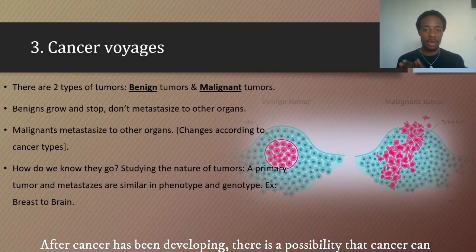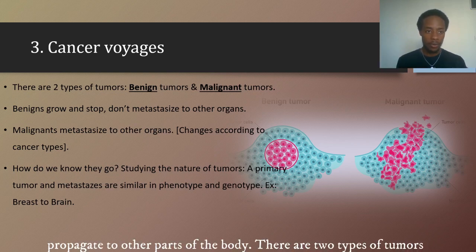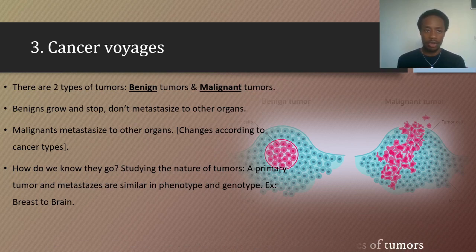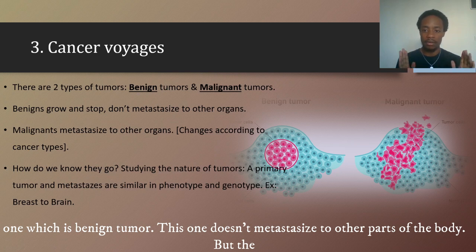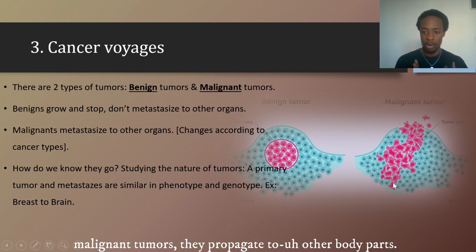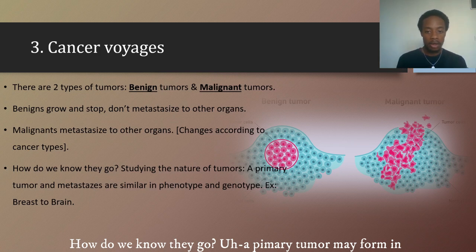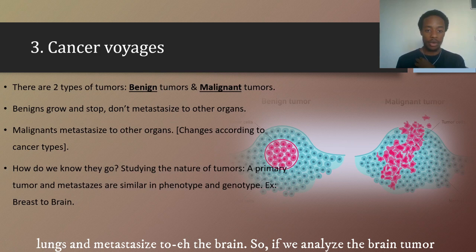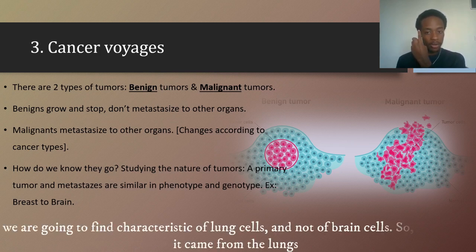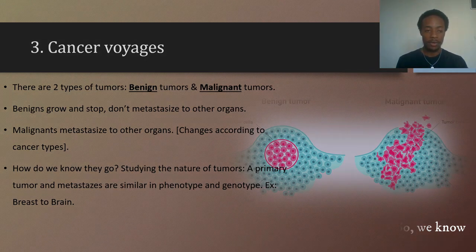After cancer has developed, there's a possibility that it can propagate to other parts of the body. There are two types of tumors, one which is the benign tumor. This one doesn't metastasize to other parts of the body, but malignant tumors propagate to other body parts. How do we know they go? A primary tumor may form in the lungs and metastasize to the brain. If we analyze the brain tumor, we are going to find characteristics of lung cells and not of brain cells, so we know it came from the lungs.